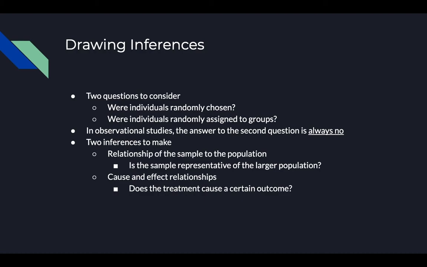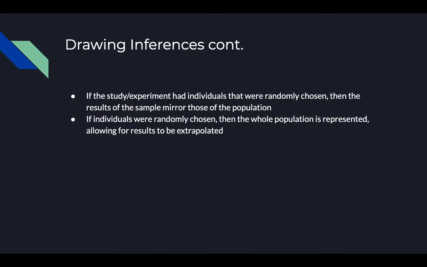From these two questions, we can make two inferences. The first is the relationship of the sample to the population. We can determine whether the sample is representative of the larger population. We want to know if our sample can tell us what is going on with the larger population. The second inference we can make is drawing cause and effect relationships, i.e., does the treatment cause a certain outcome? Or if we assign this treatment, we will expect to see this in the future.